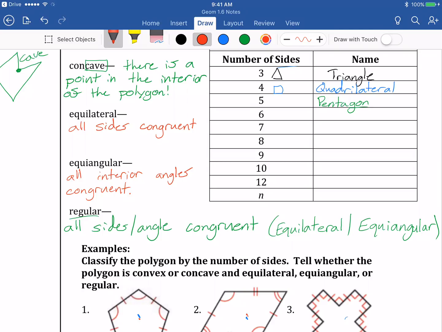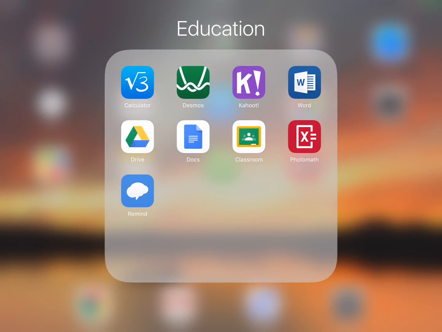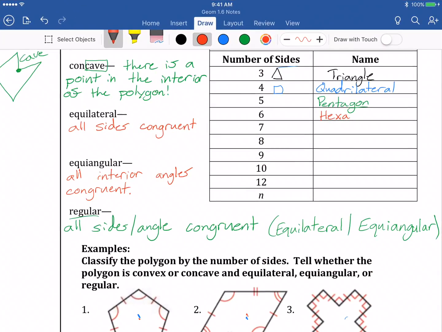All right, if it's got 6 sides, we call that a hexagon. Oh, I don't know where I went there. Where'd my screen go? There it is, hexagon. And moving on here, if I have a 7, we call that a heptagon. Heptagon. Hepta meaning 7. Okay. 8 means what? It goes with octagon. So I remember 8 with octo.